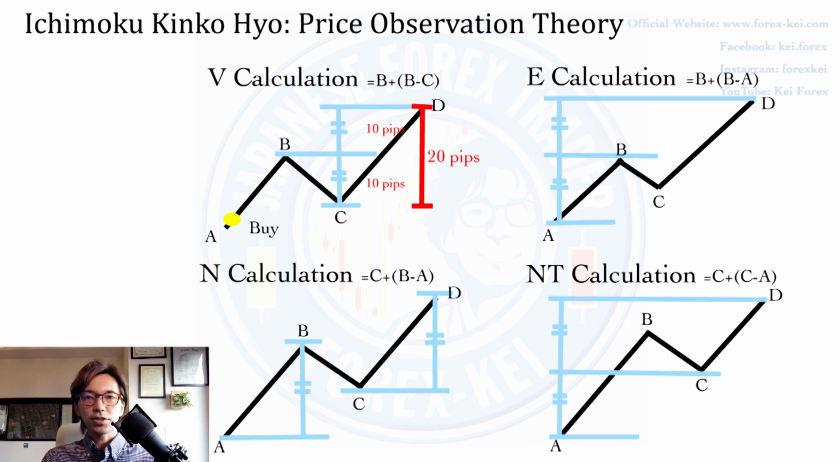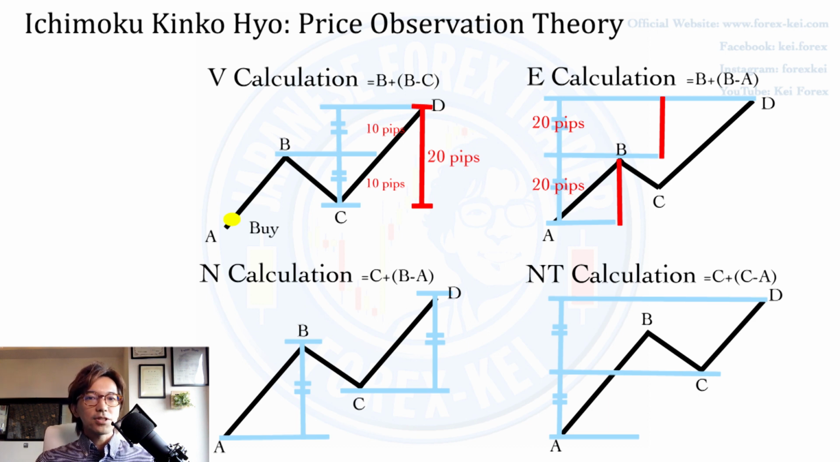Next, E calculation. You take the pips from A to B, and regardless of how much the pullback will be, add that pips to the price of point B, and you get the price D. So if A to B is 20 pips, let's say, then from B to D, the market will be extended another 20 pips upwards. And this is called E calculation.